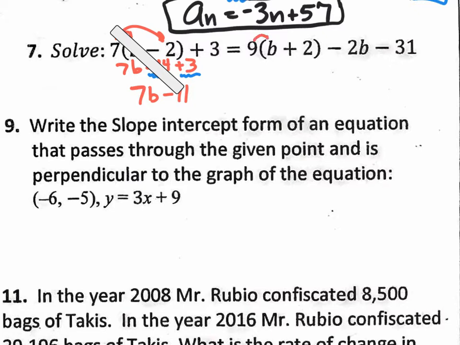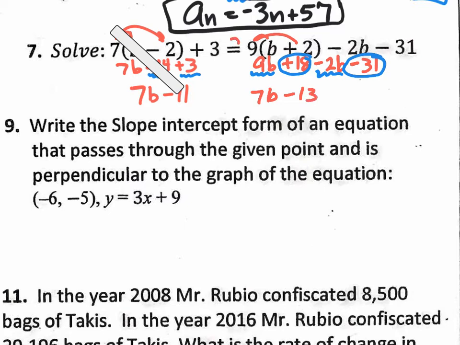So I'm going to distribute 9 times b, that's 9b. 9 times 2, that's 18. Bring down the negative 2b. Bring down the minus 31. And then combine like terms again. 9b and minus 2b, that is 7b. And then when we combine the 18 minus 31, that's negative 13, I believe.